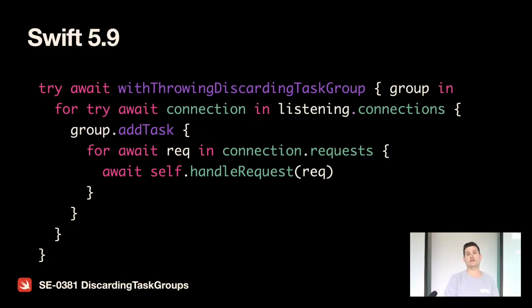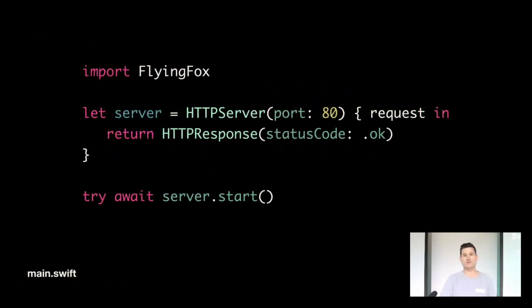But as the concurrency spreads upwards through the code base, if you handle it properly with FlyingFox, you basically get this as your interface to start the server. So if your main.swift just imports FlyingFox, you can start the server just like this, and it will run. And it will run forever until it runs out of memory, because we're not using a discarding task group.